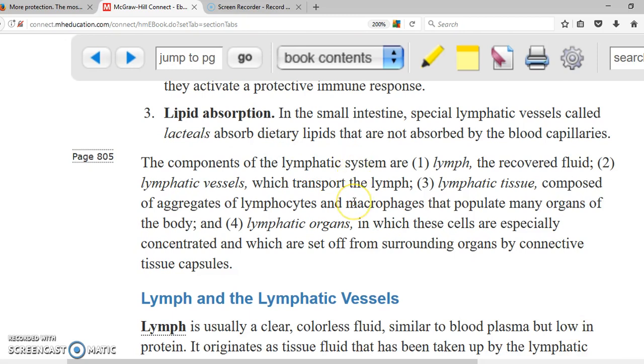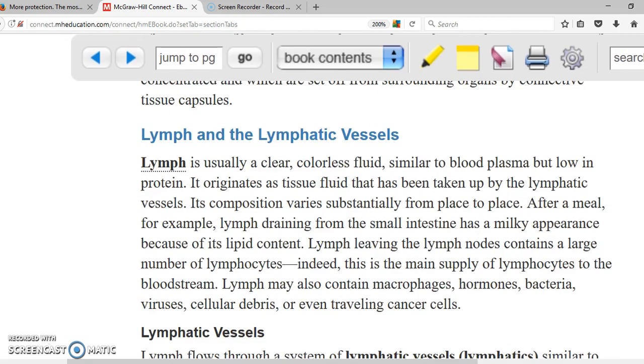Okay, and again, lymphatic system, we already talked about it. They are going to be the organs, the tissues, the lymph, and the lymphatic vessels as well. So let's take a look at lymph. Lymph is basically the substance, the fluid that goes through your lymphatic vessels. The same way the blood goes through the blood vessels, well, in this case, lymph goes through the lymphatic vessels.